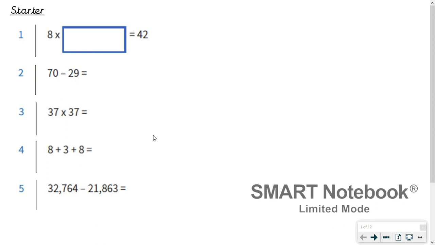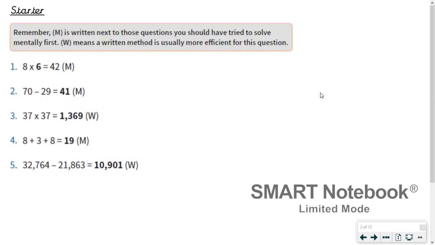Perfect. So we've had a go at those ones, either in our homework book, on our paper or whiteboard, whatever you're using to calculate. So let's go through the answers now. The first one was mental. So we just needed to work out what we need to times 8 by to get 42. So we need to count in our 8s. So 8 times 6.